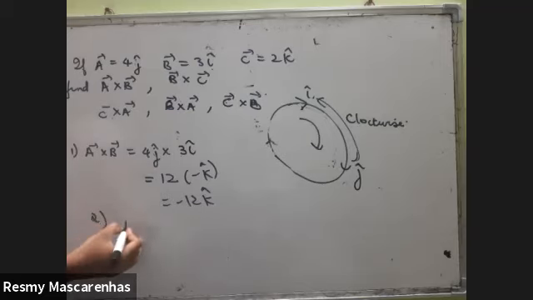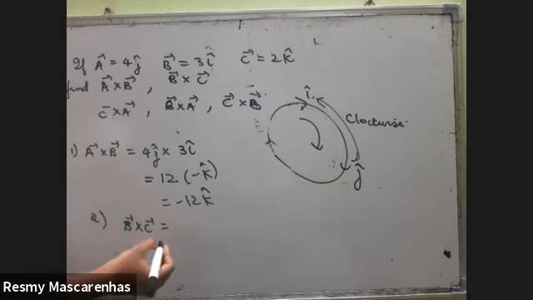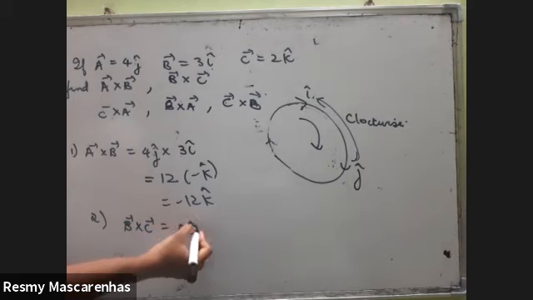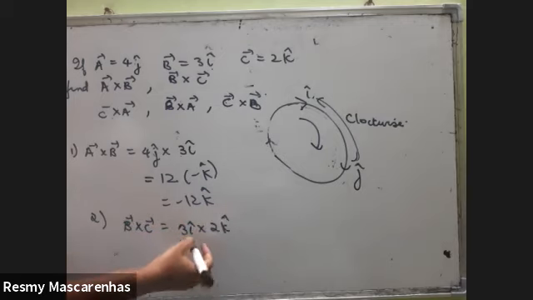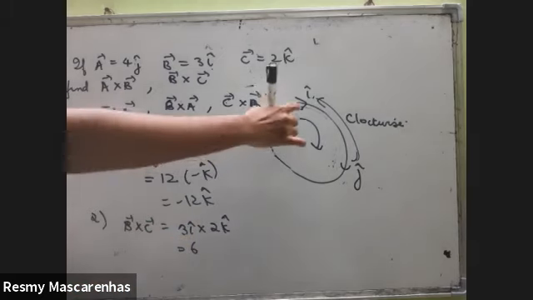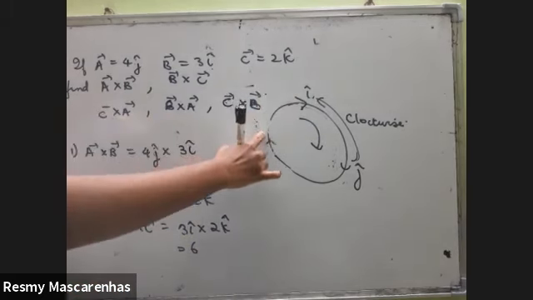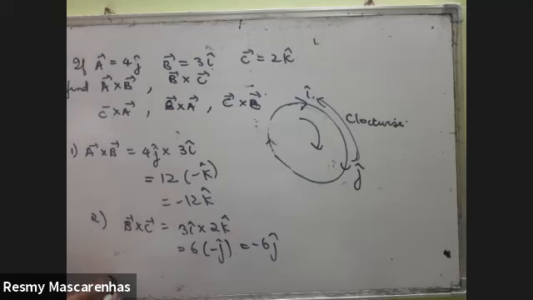Now, this will give me 6. Now i cross k. Again I'm going ulta. Answer is minus 6k. Now c bar cross a bar.